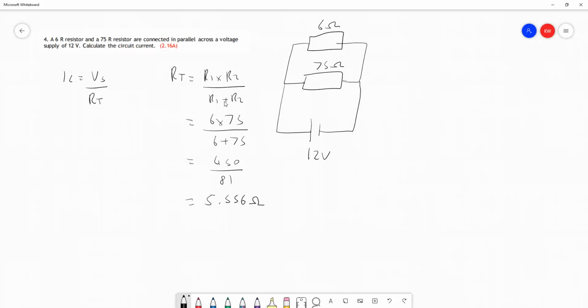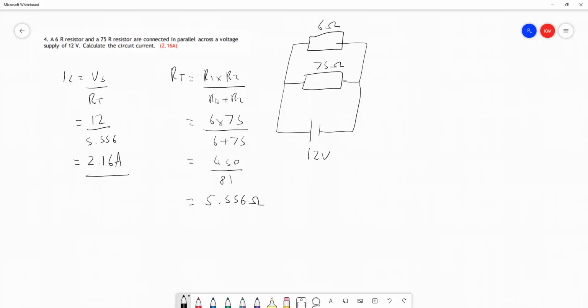And you'll notice this is quite close to the value of our smaller resistor, and as we've seen before, it's smaller than both of these resistances. That's what happens when we add resistors in parallel. So we now have the information we need to find the circuit current. The supply voltage is 12 volts, the total resistance, 3 decimal places, 5.556, and that's certainly accurate enough to carry out this calculation. So putting this into our calculator, we do indeed get, to 2 decimal places, a circuit current of 2.16 amps, as we can see indicated in brackets after the question there.